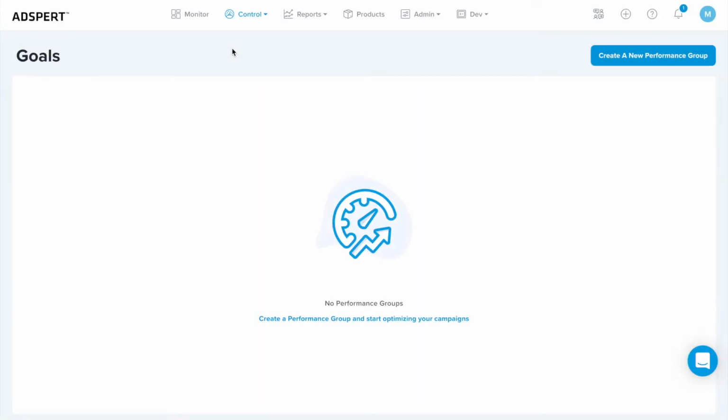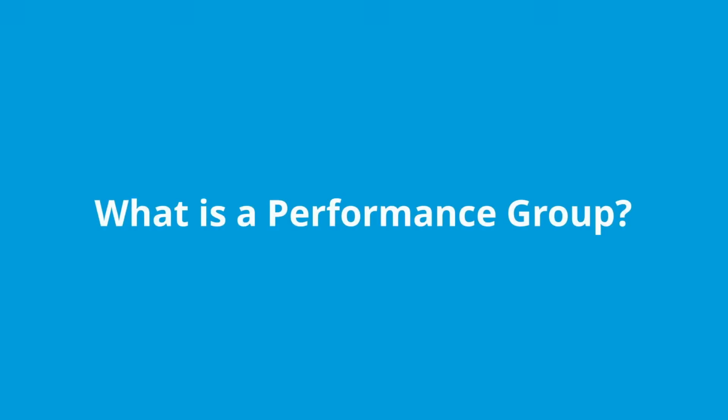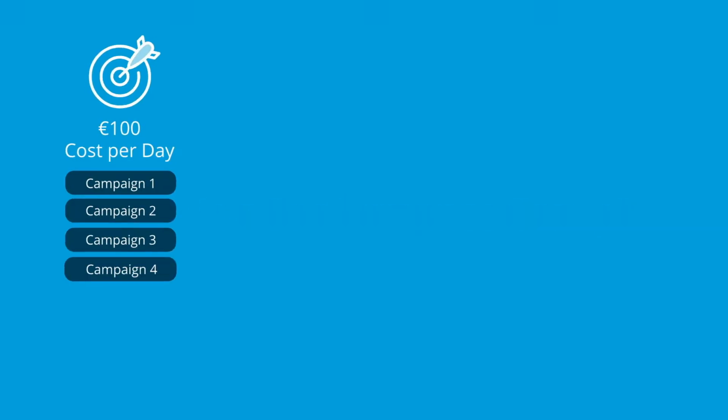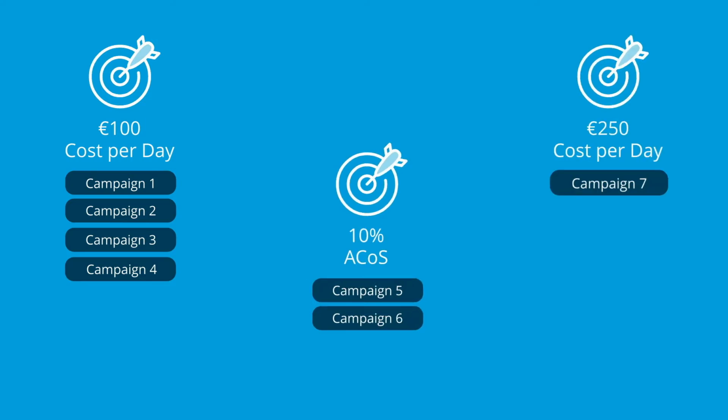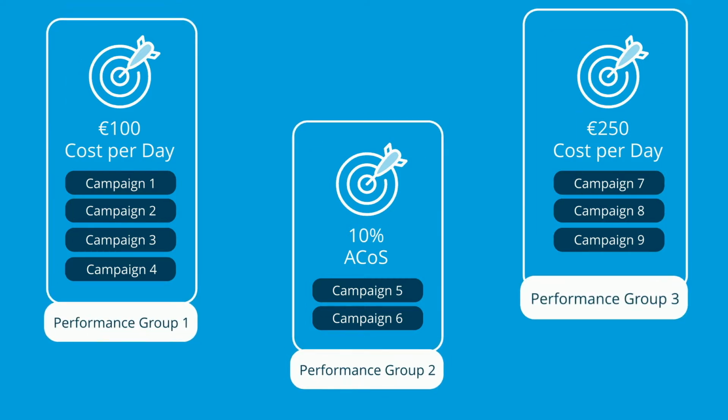If you just registered, this page is empty and you should create your first performance group. First of all, what is a performance group? A performance group is a group of campaigns that are optimized towards a common optimization goal. This means that campaigns with a similar goal should be grouped in a separate performance group.